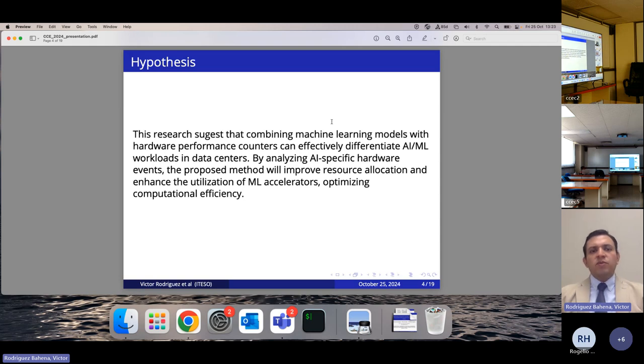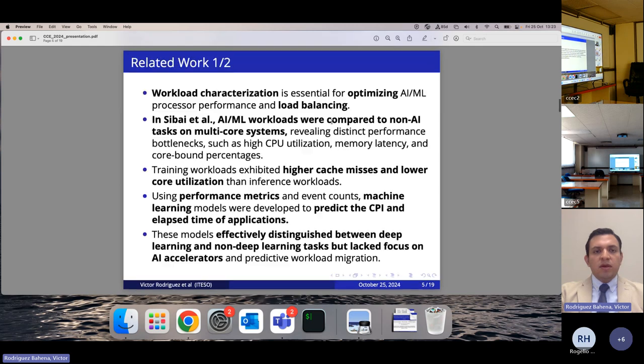There are hundreds of those. And the hypothesis that we have is that by using those kinds of specific metrics and the use of machine learning, we could create a model that helps us to differentiate at runtime between a workload that relies much more heavily on machine learning operations versus one that does not, without having the source code. That's important. We don't have the source code for these experiments. So the related work: previously there have been workload characterizations essential for optimizing machine learning processor performance and load balancing.